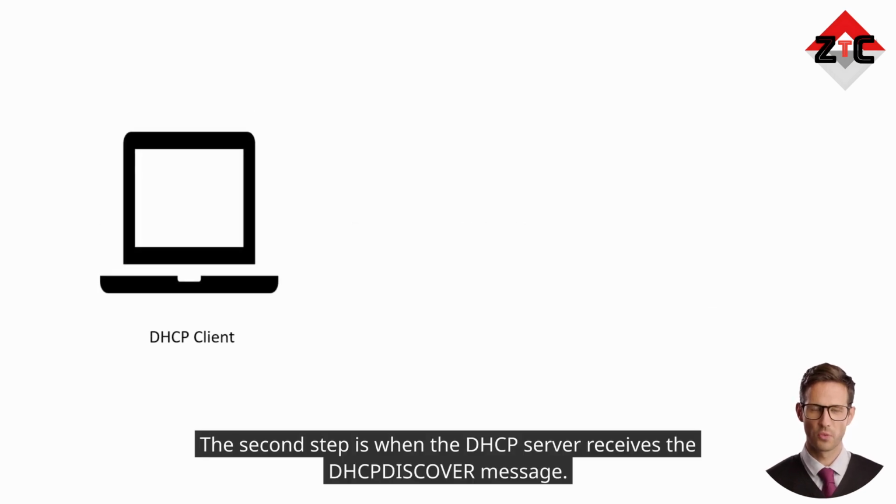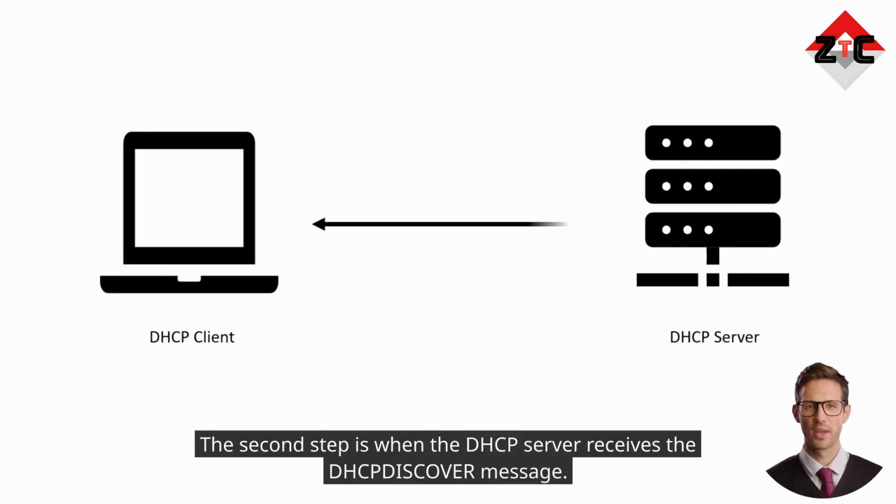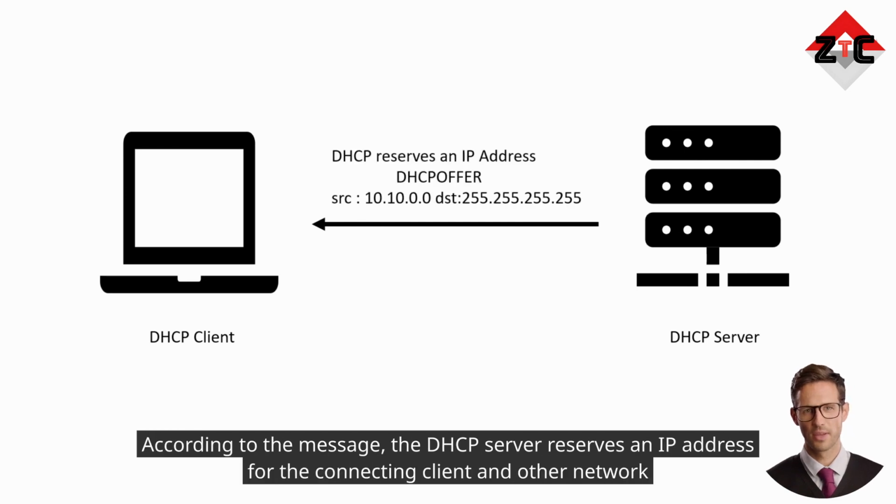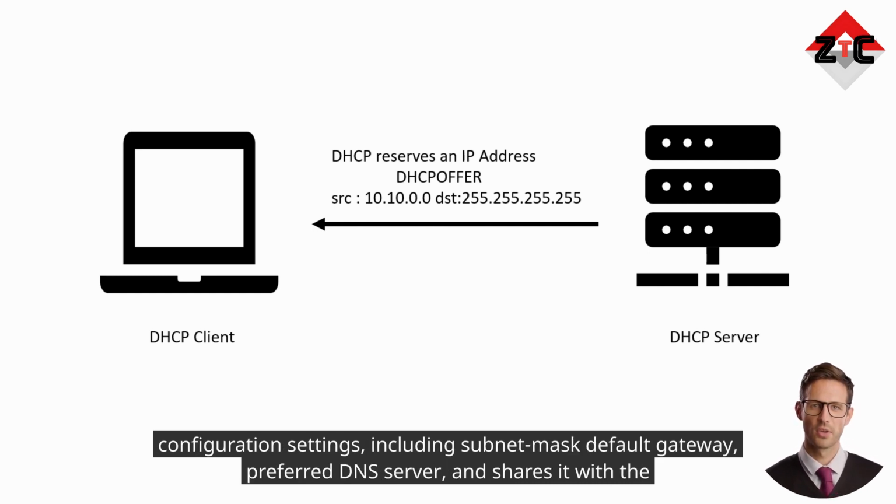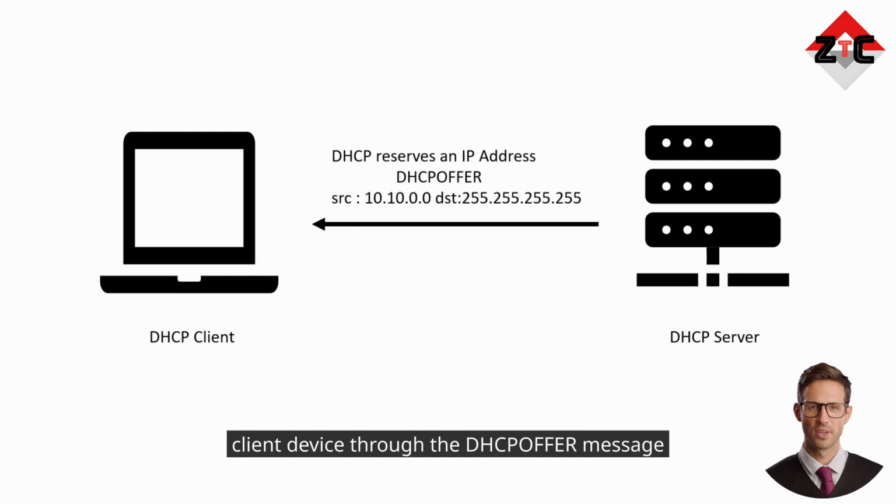The second step is when the DHCP server receives the DHCP DISCOVER message. According to the message, the DHCP server reserves an IP address for the connecting client and other network configuration settings, including subnet mask, default gateway, and preferred DNS server, and shares it with the client device through the DHCP OFFER message.